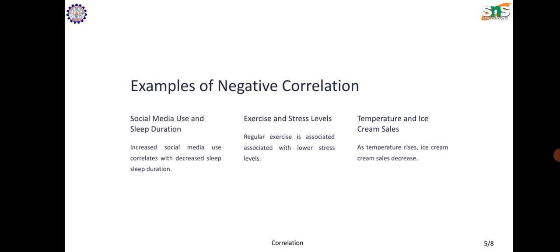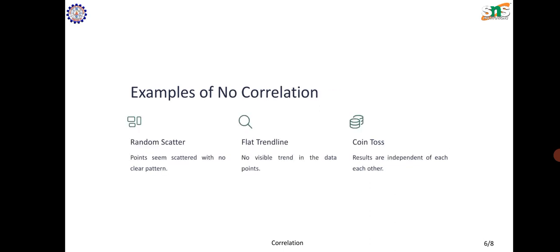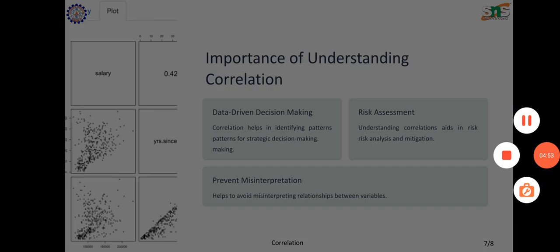Temperature and ice cream levels. If you are decreasing the temperature, the ice consistency will be increased. So we are decreasing the temperature and increasing the ice level. This is also another example of negative correlation. Example of no correlation: random scatter. Points seem scattered with no clear pattern, a flat trend line, no visible trend in the data points. Coin toss, results are independent of each other.